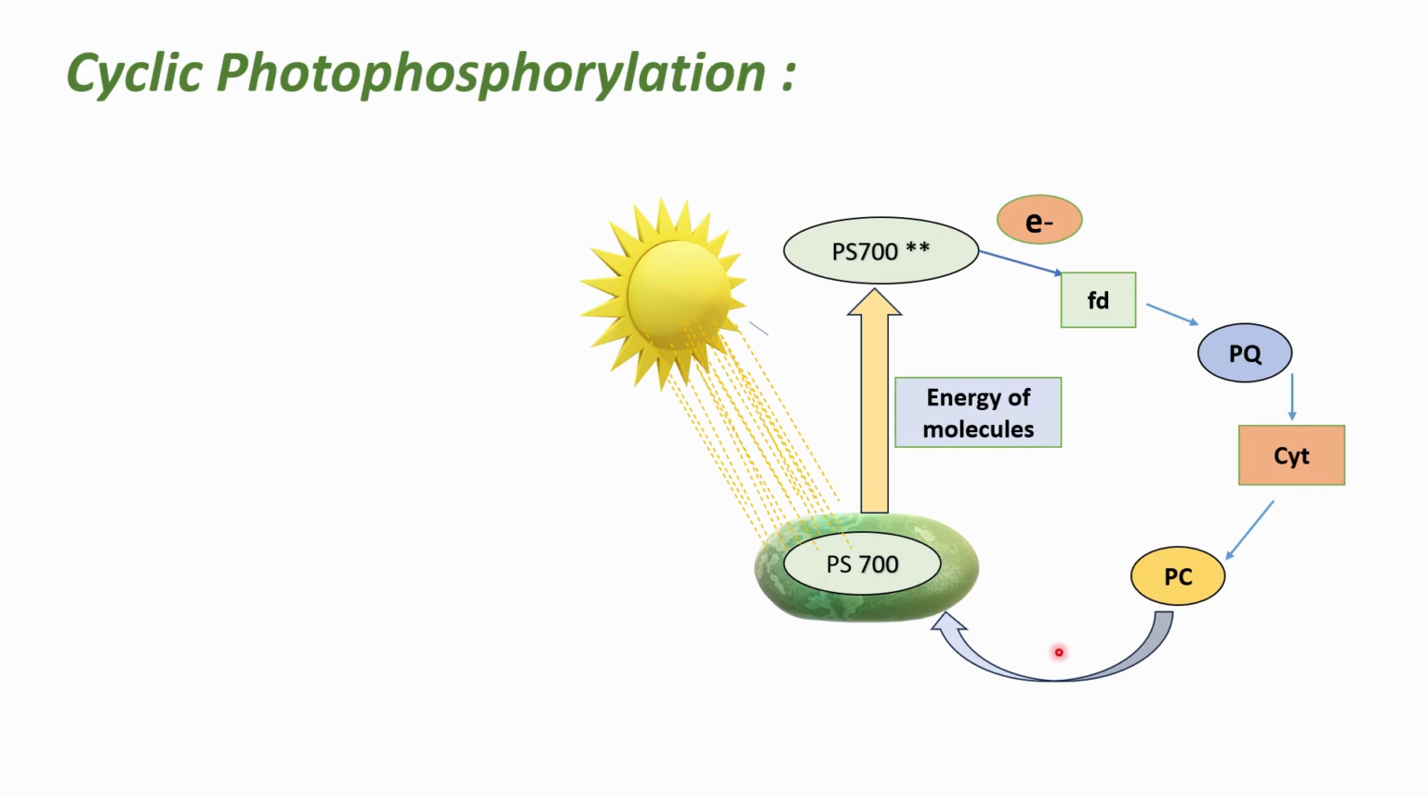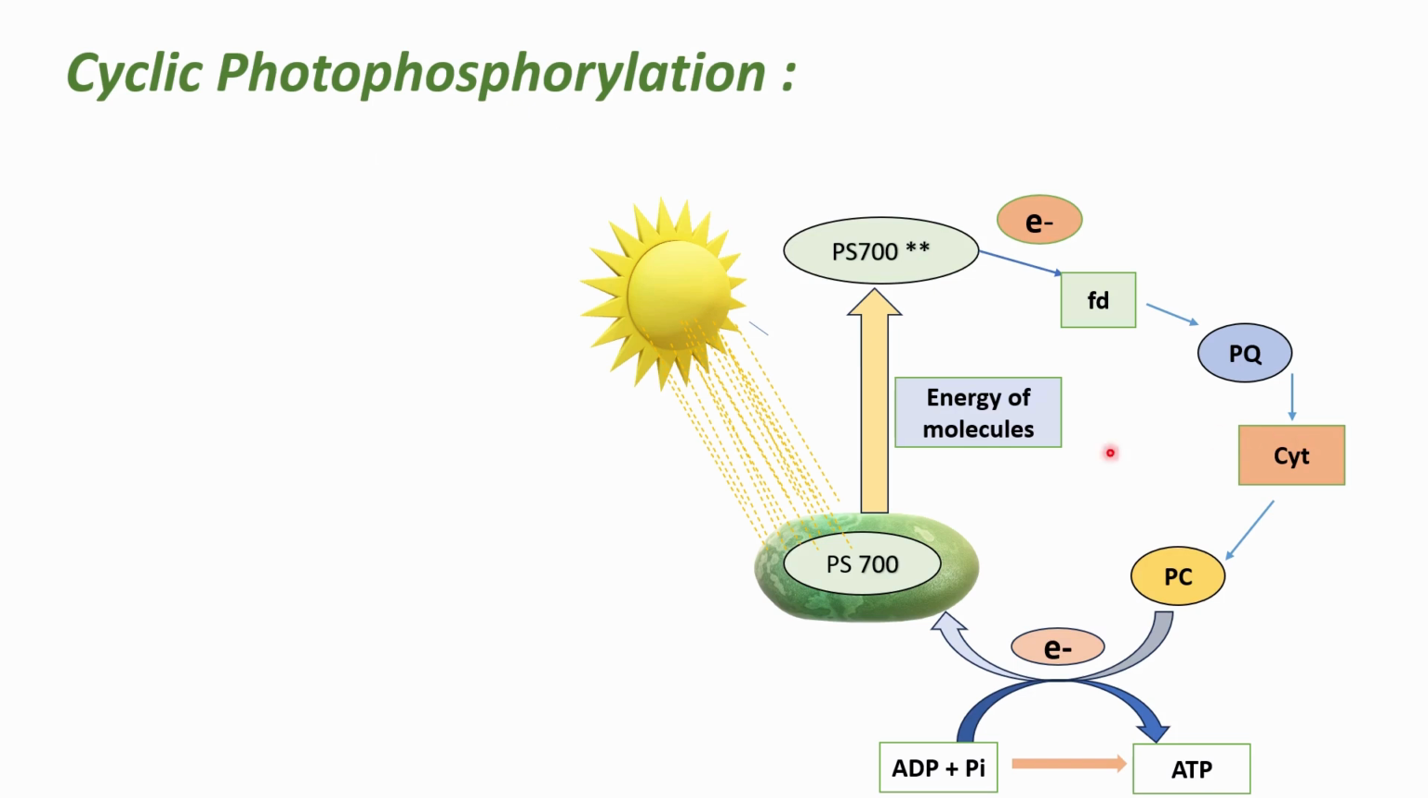In the cyclic photophosphorylation, the electrons which pass on to the PS700 play the major role: they convert ADP, adenine diphosphate, plus phosphate ions into ATP molecules. So you can see the flow of electrons in a cyclic way, along with the formation of ATP molecules. That's why it is known as cyclic photophosphorylation.